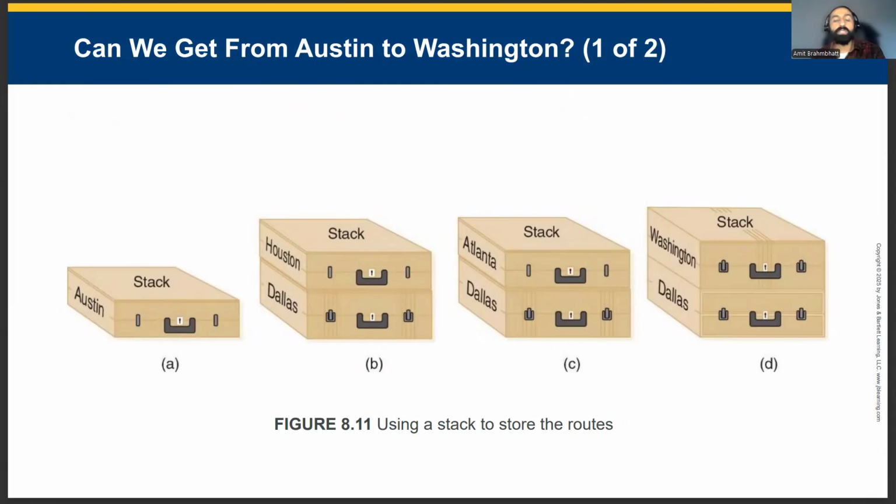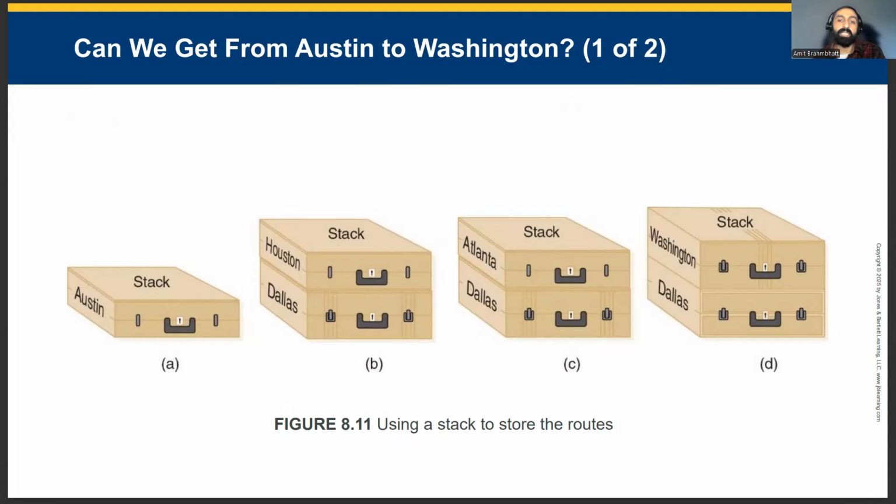Can we get from Austin to Washington using a stack? We apply a depth-first search to a real-world themed example, finding a route from Austin to Washington. The diagram shows how the algorithm uses a stack to store routes during the search.